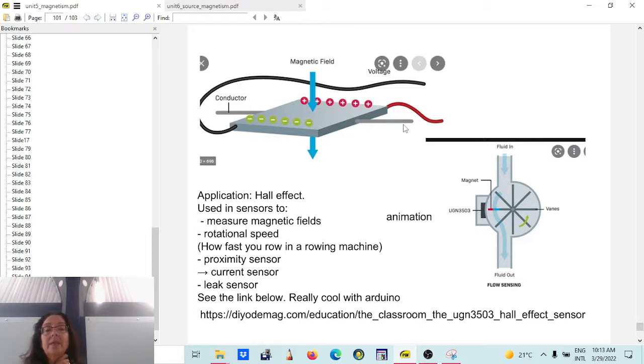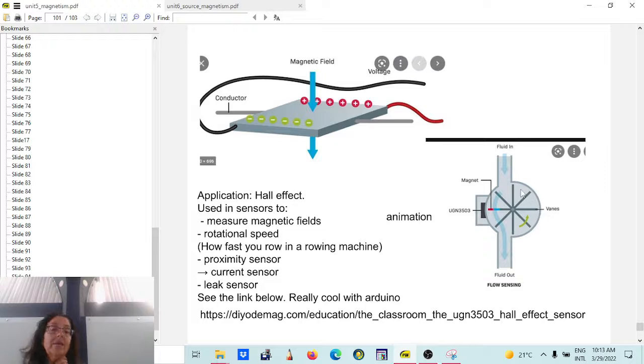So for example, here, you have a current flowing, you apply a magnetic field, the magnetic field is going to move the positive charge on one side, and here you have a negative charge. So that will provide a voltage. By measuring the voltage, you can find the current or you can find the magnetic field.